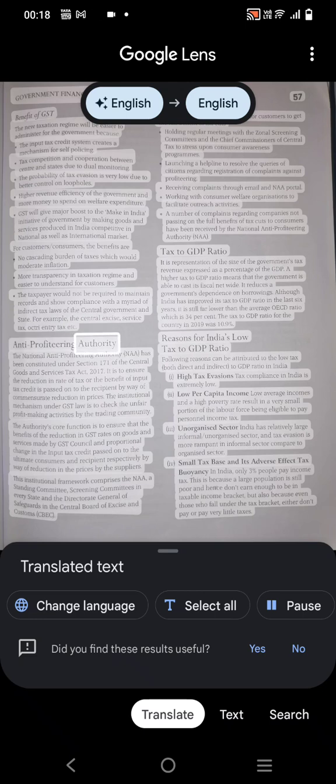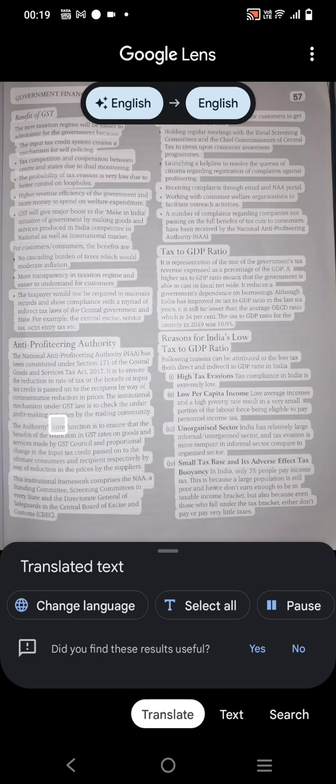Anti-Profiteering Authority. The National Anti-Profiteering Authority, NAA, has been constituted under Section 171 of the Central Goods and Services Tax Act, 2017. It is to ensure the reduction in rate of tax or the benefit of input tax credit is passed on to the recipient by way of commensurate reduction in prices. The institutional mechanism under GST law is to check the unfair profit-making activities by the trading community.